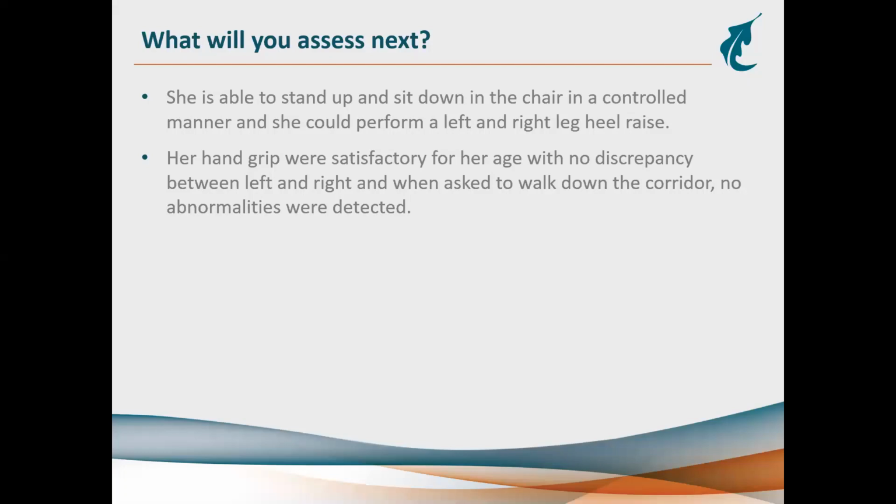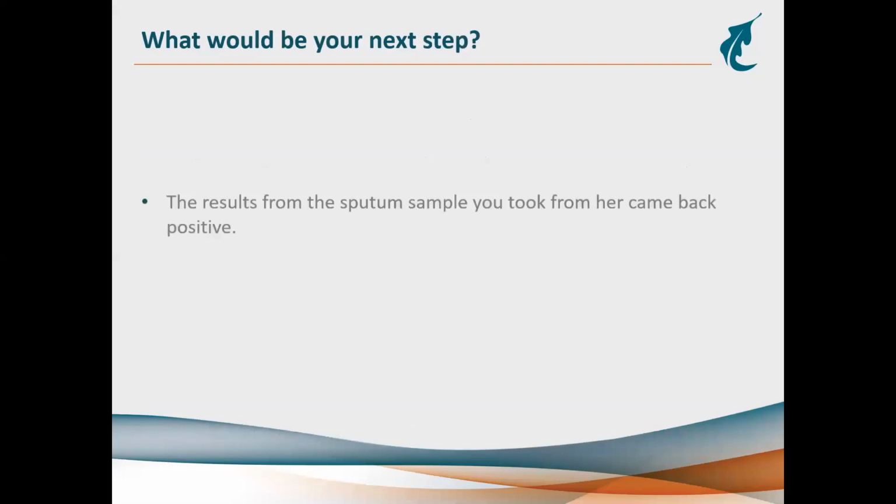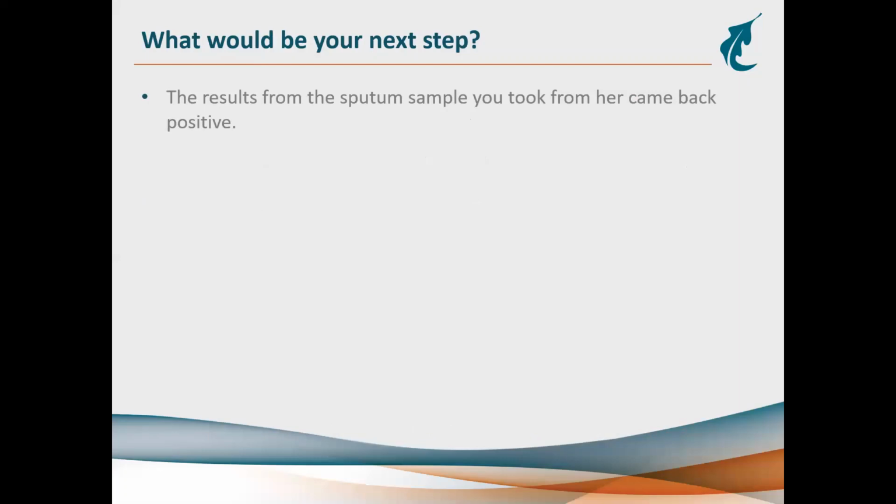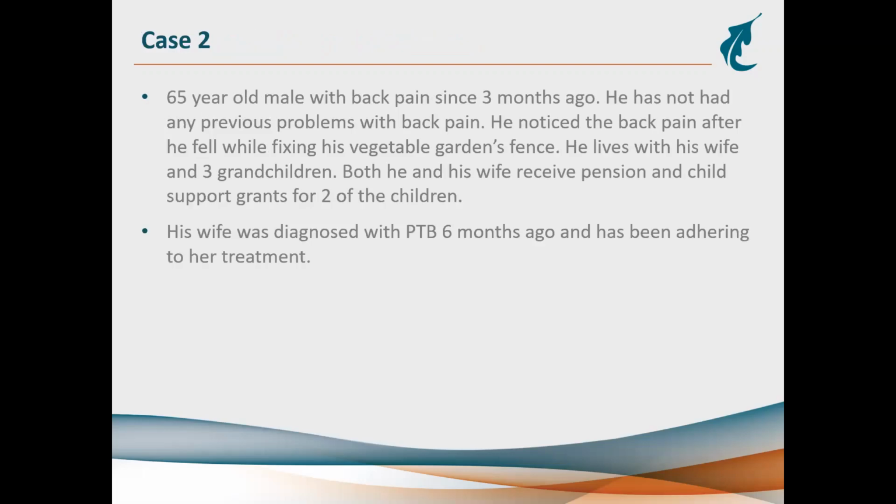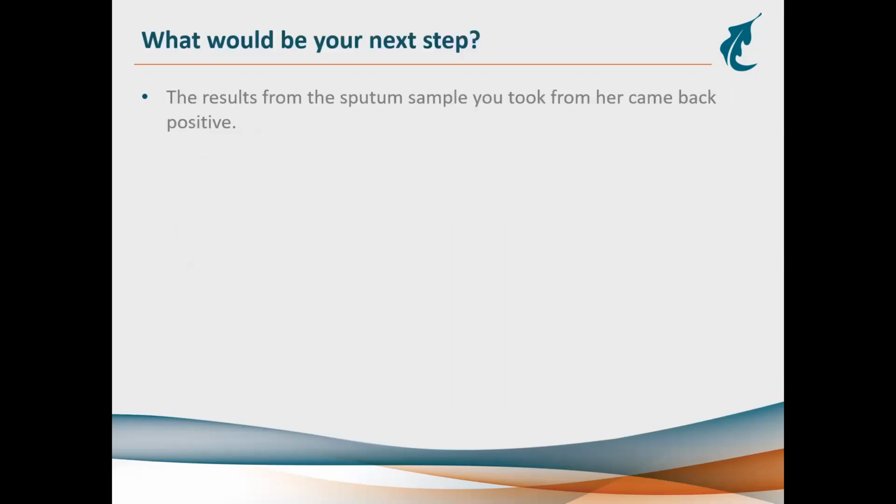So she's been positive on all the aspects, from spinal pain to the presence of constitutional symptoms, but she's turned out negative at the screening for neurological manifestations or neurological deficits. Therefore, the next step for this particular case will be to request a sputum sample for examination. The results from the sputum sample taken from this case came back positive. Now, while she's negative on neurological examination, she's got a positive sputum examination, and therefore the standard chemotherapeutic management of TB would be commenced on this case example number 1.